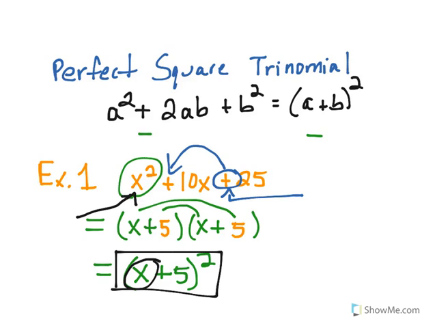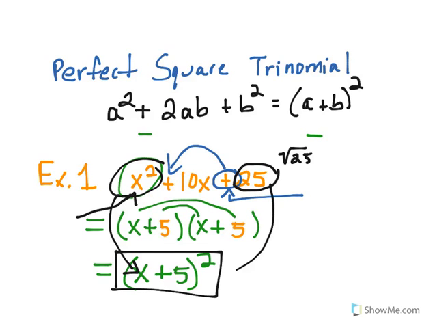Okay, that is the square term, because if you take the square root of x squared, it is just x. Also, what is the square root of 25? The square root of 25 is 5. So if you take the square root of the first term and put it at the beginning, and you take the square root of the last term and put it at the end, you put it in a binomial and square it, you get the answer.